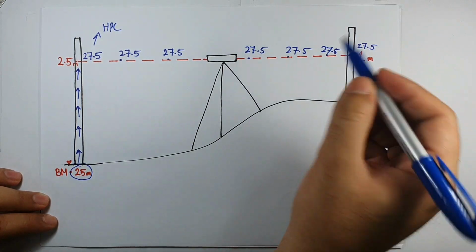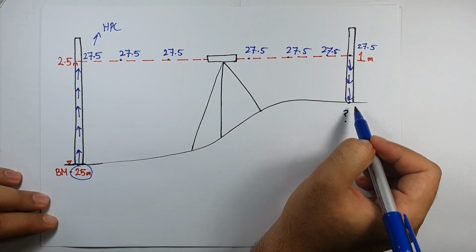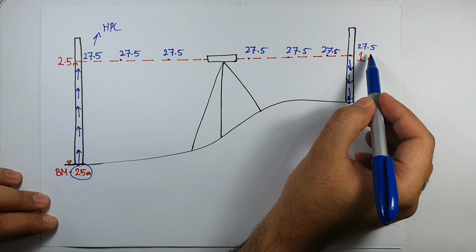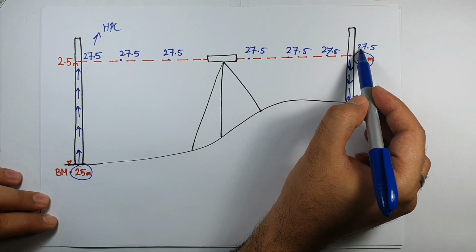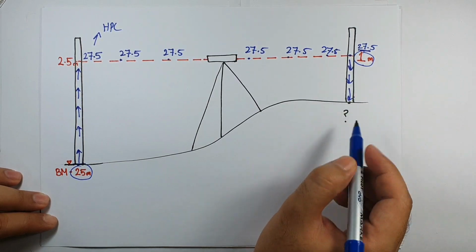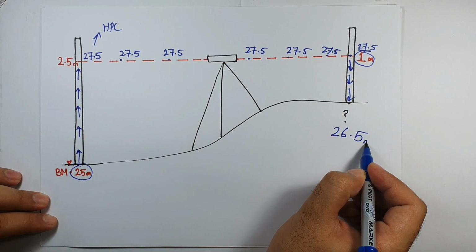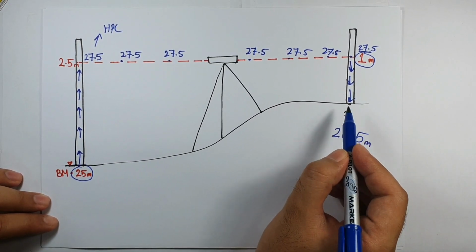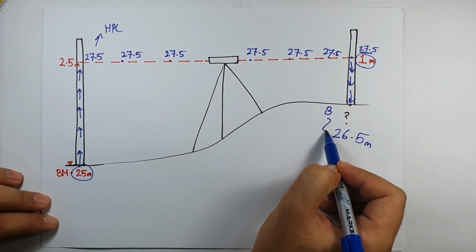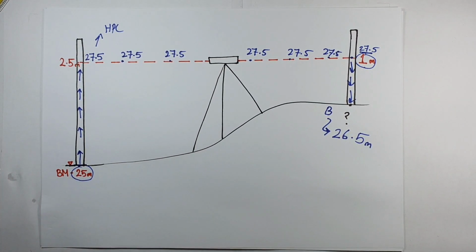But now I'm going to go down to reach the unknown point. How much am I going to go down? 1 meter. So 27.5 minus 1 meter, because I'm going down, I'll get 26.5, which is the reduced level of this point. Let's consider that this is point B. So point B is 26.5 meters above the mean sea level.